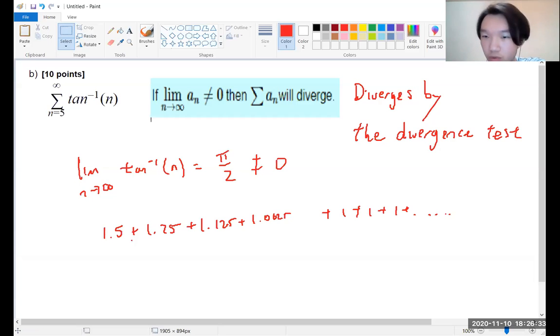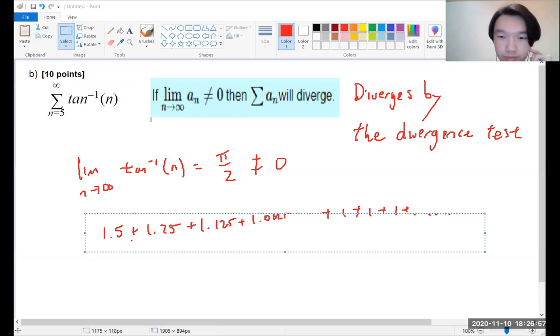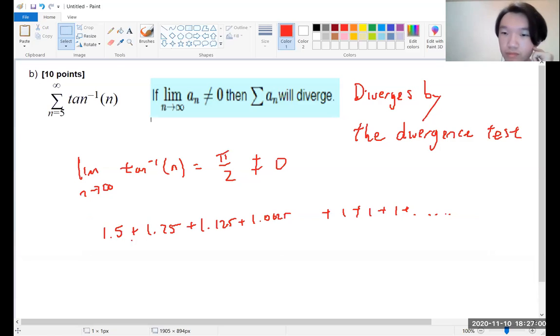Okay, let me just see if anyone said any comments. Some people said the integral test. Oh, interesting. Could we have done the integral test here? Well, recall that before you even do the integral test, you have to check whether it's eligible for the integral test. And there were 3 conditions. Do you guys remember what those 3 conditions were?